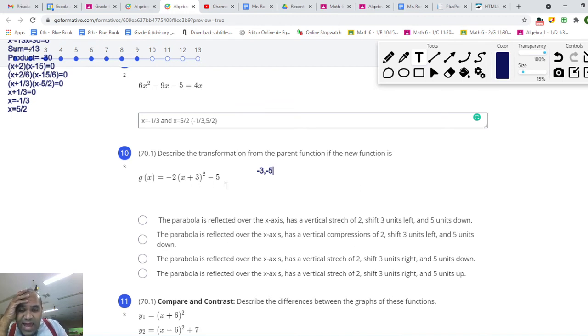But guys, I have here an important piece of information: multiply by 2. Guys, when we multiply by negative 2 here, negative means I reflected, okay? Because the parent function opens up, right now it opens down. Reflected over the x-axis. Has a vertical stretch, 3 units left and 5 units down.